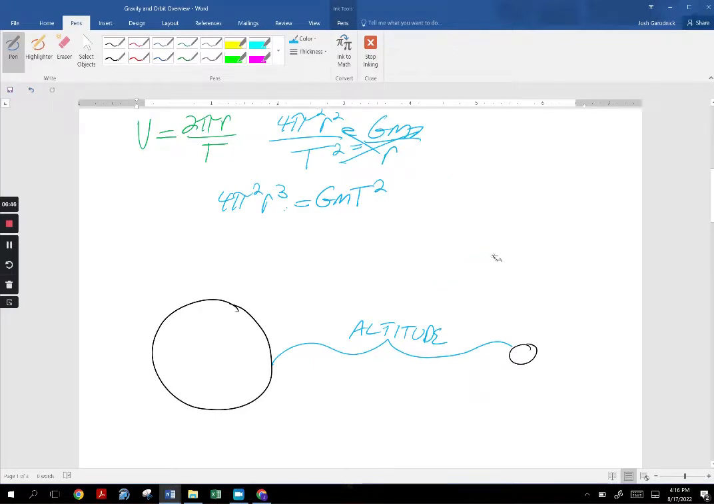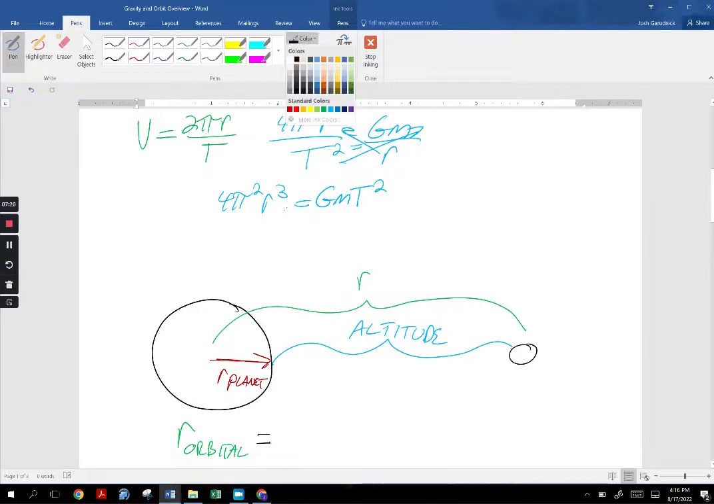R is distance between centers, and at the same time, the problem may state the radius of the planet. Neither of these is the r we care about. The r we care about for the math that we derived, when you do v squared over r, is the distance between the centers of the objects. So the r that we care about, the orbital distance, that's center to center, is actually equal to the radius of the planet plus the altitude.